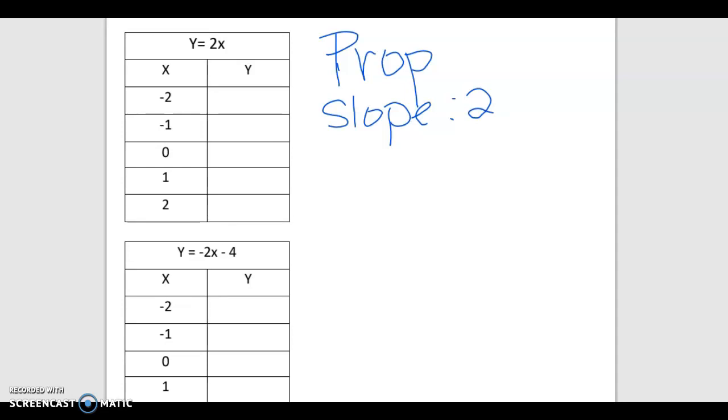All right, so to fill in this table, I've already given you some x's. So what we're going to do is plug that x into my equation. You're welcome to use a calculator for this. So I have y equals 2x. But that first x is the negative 2. So I'm going to erase my x, and I'm going to replace it with a negative 2. 2 times negative 2 is negative 4. So my first y value is negative 4.